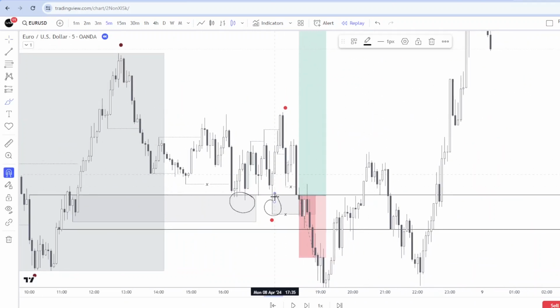Okay. I then waited to see if it's going to break some structure. So if you have a look, price took out these highs.